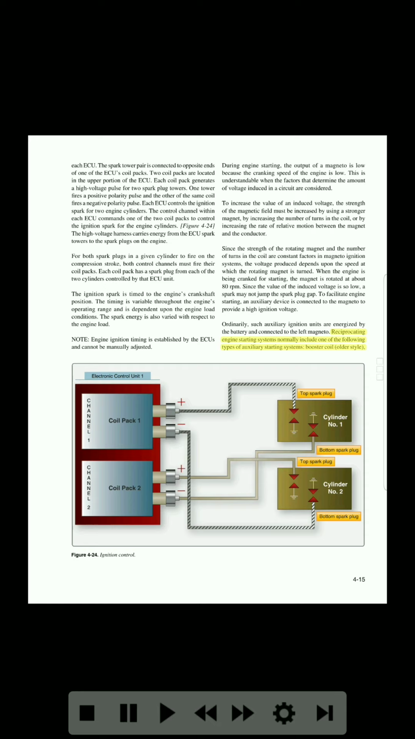Booster coil, older style. Figure 4-24. Ignition control. Electronic control unit 1: top spark plug, channel 1, coil pack 1, cylinder no. 1, bottom spark plug, channel 2; coil pack 2, top spark plug, cylinder no. 2, bottom spark plug.